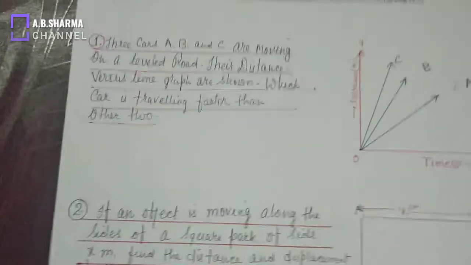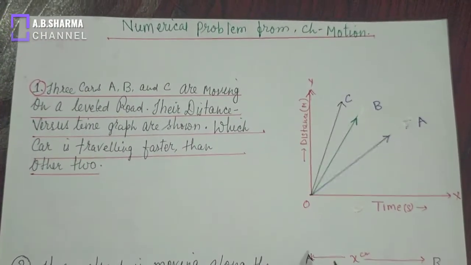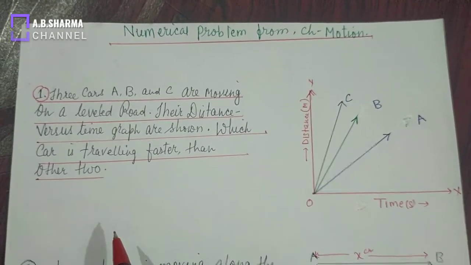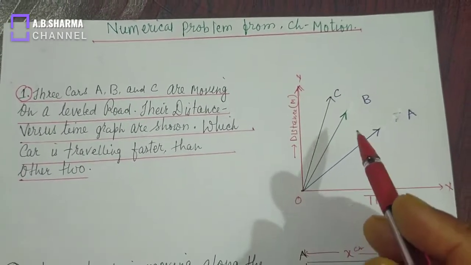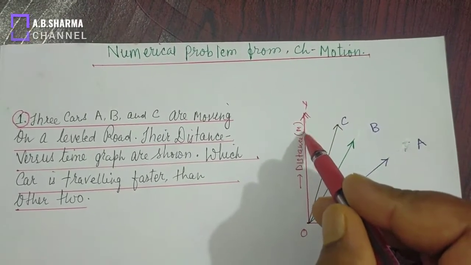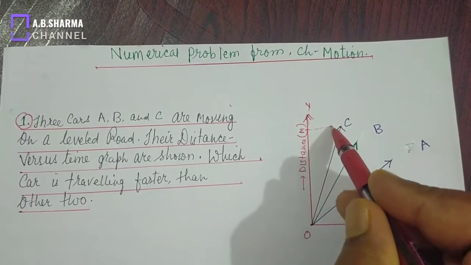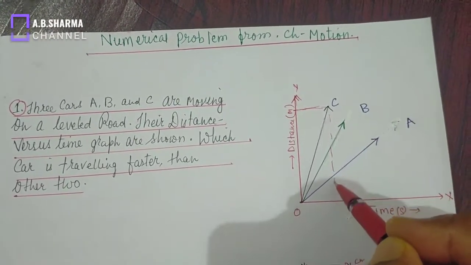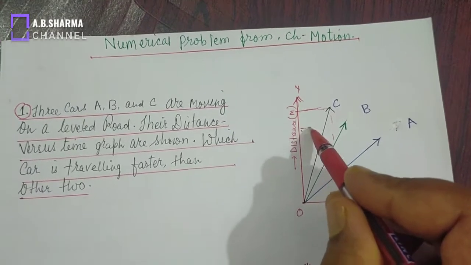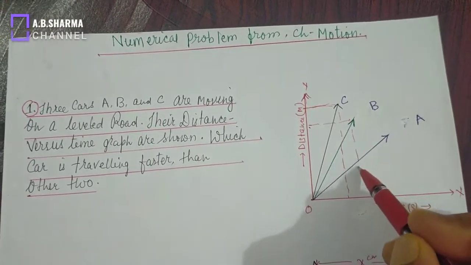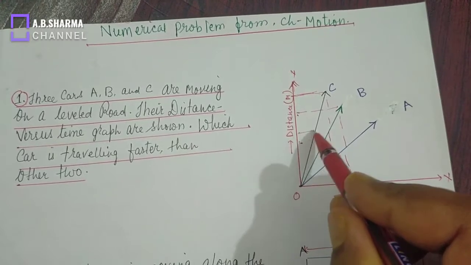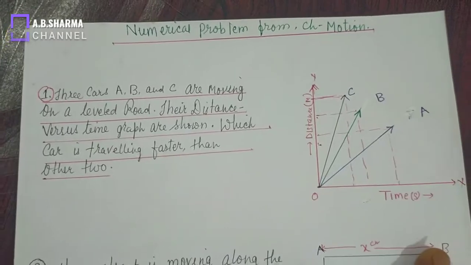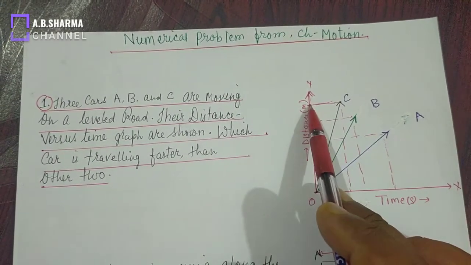Now see the answer of the first question. We have to find which car is traveling faster. So first see car C. This is the distance point. It travels a larger distance in a very short period of time. Car B covers less distance and takes much time. Car A again covers less distance but the time taken is much. So from the graph it is clear that car C is traveling faster.